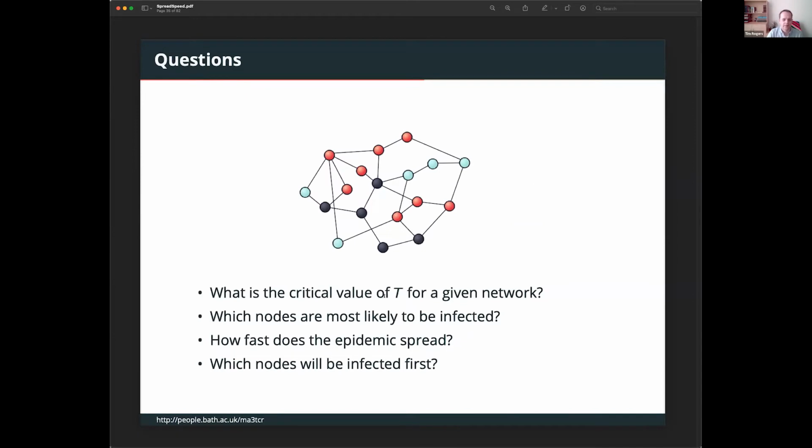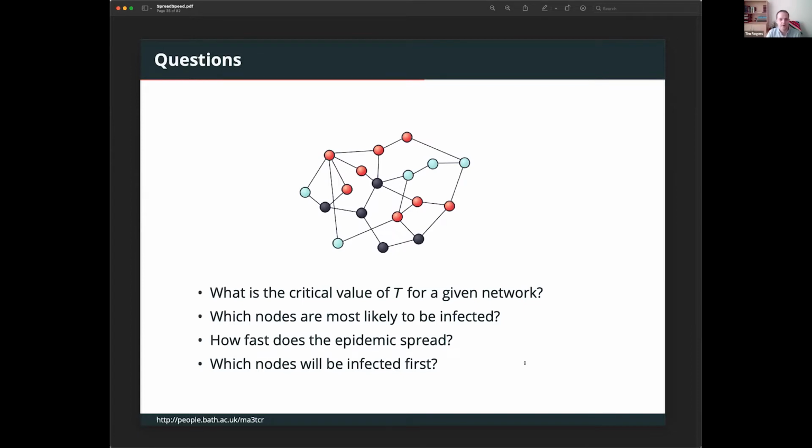So these are the kind of questions I have about this process. What's the critical value or threshold for transmissibility in a given network? Can we classify a network as to how infectious a disease has to be in order to spread on it? Which nodes are most likely to be infected? How fast does the epidemic spread, and which nodes will be infected first? I'd really like to dig into this structure and say not just a network level property of how likely is an outbreak, but I want to say, okay, these 5 nodes are the key ones that are most at risk. They're likely to get it first. They're the ones we should watch or protect or invest some resources in somehow.